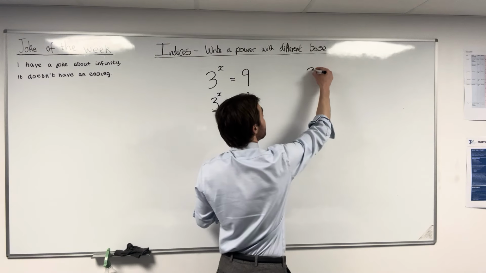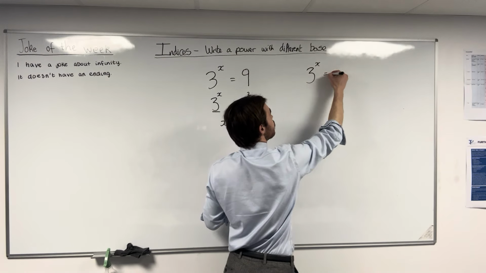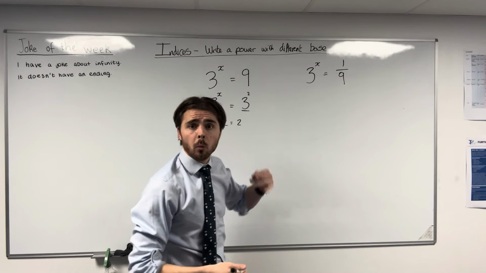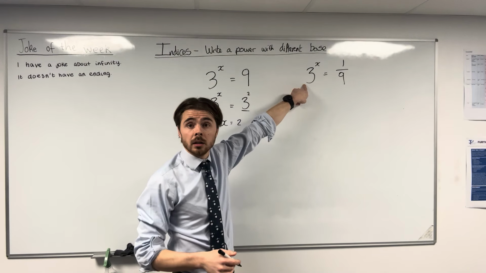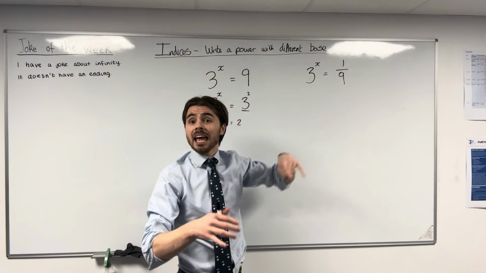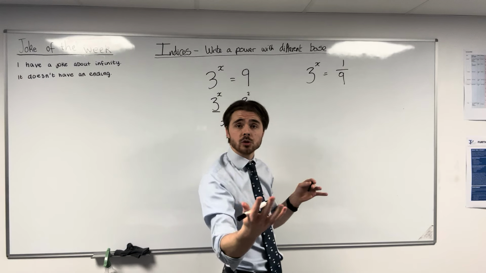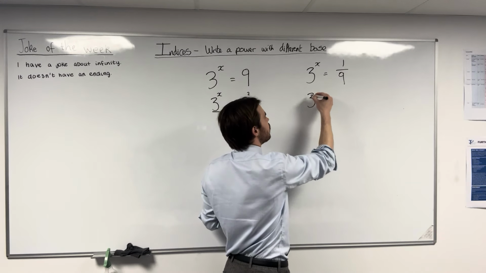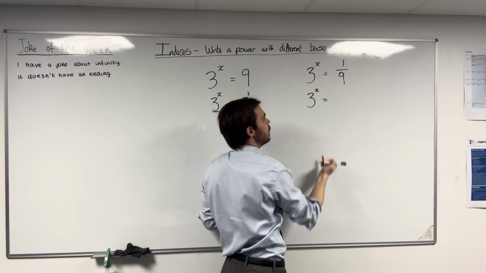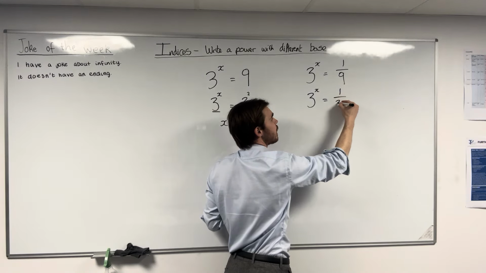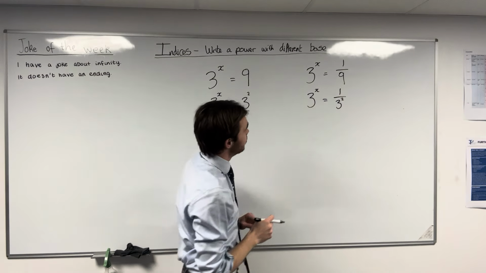I've got 3 to the power of x equals 1/9. So this question is asking what power of 3 makes 1/9. So again, you might just know this from your knowledge about powers. However, if you're unsure, we're going to go through the process. So we're going to change the things we know. Well, the 3 to the power of x is 3 to the power of x. The 9 becomes 3 squared.